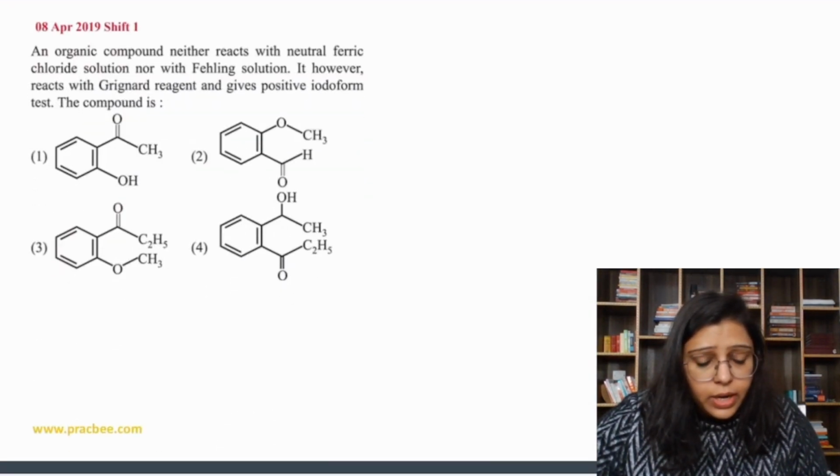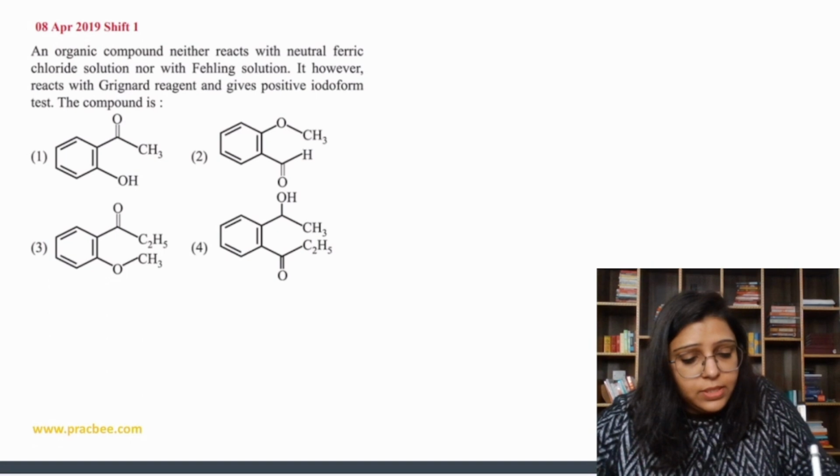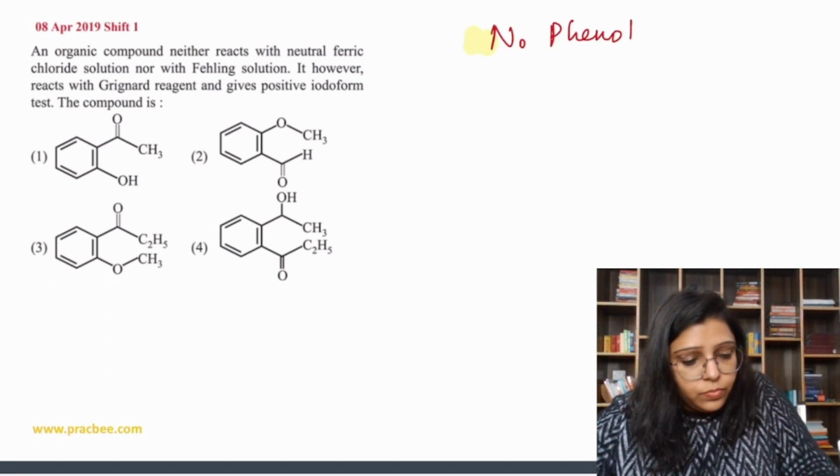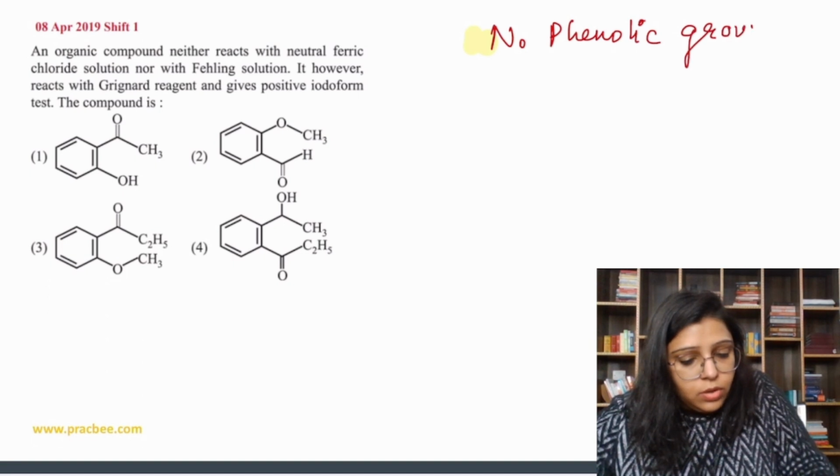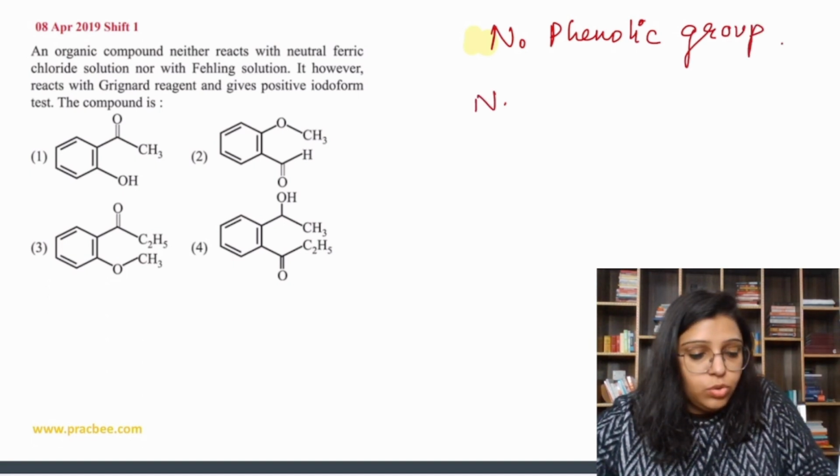Okay. Now next question. An organic compound neither reacts with neutral FeCl3, that is, no phenolic group. It means no phenolic group, nor with Fehling's solution. It means no aromatic aldehyde.